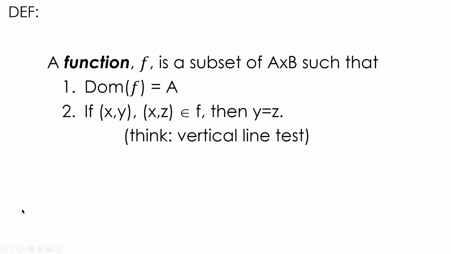Functions and a couple of properties of functions that we really want to make sure we know what they are. So first, let me review the definition of functions. A function f is a subset of A cross B such that the domain of f is A. All of A must be used. And if (x, y) and (x, z) are in f, then y must equal z. So this is the vertical line test.